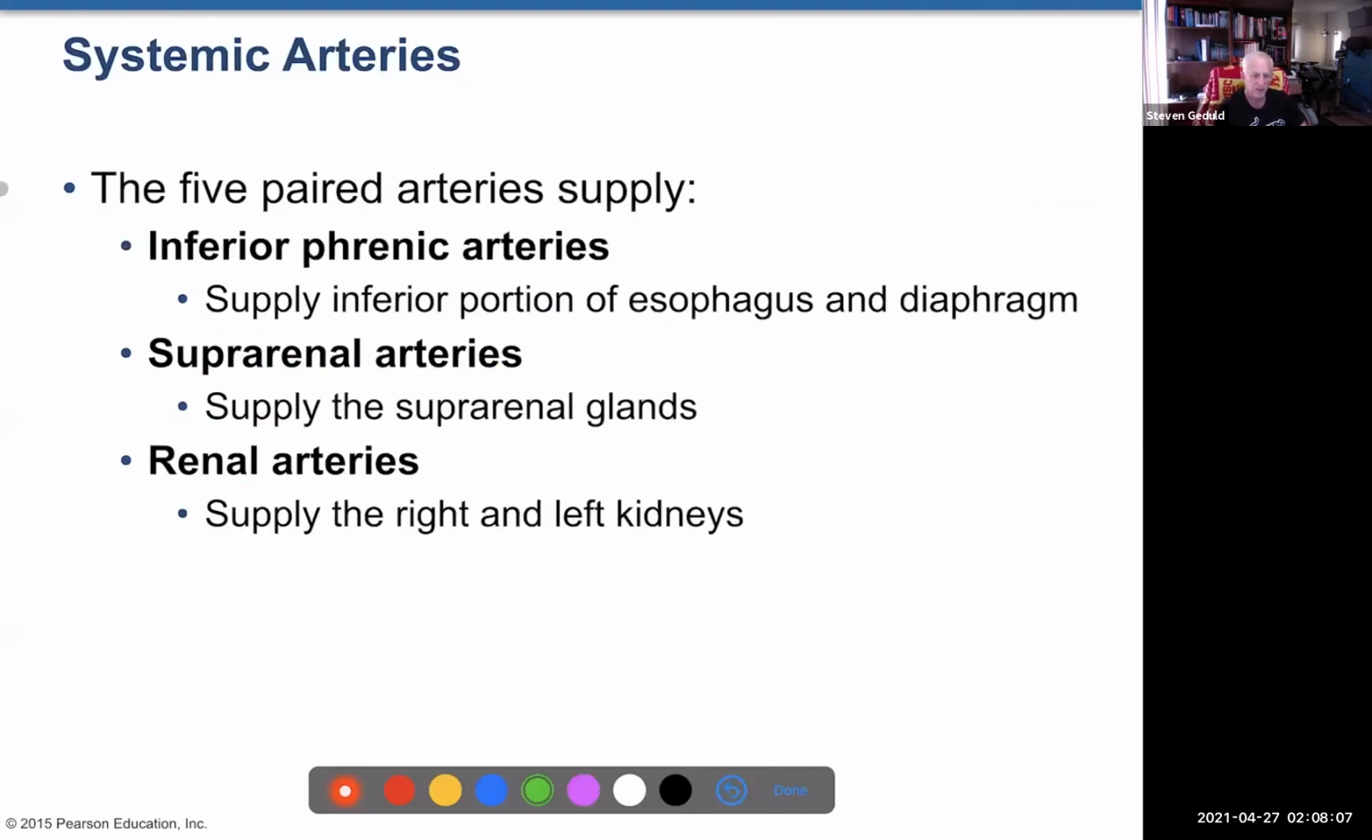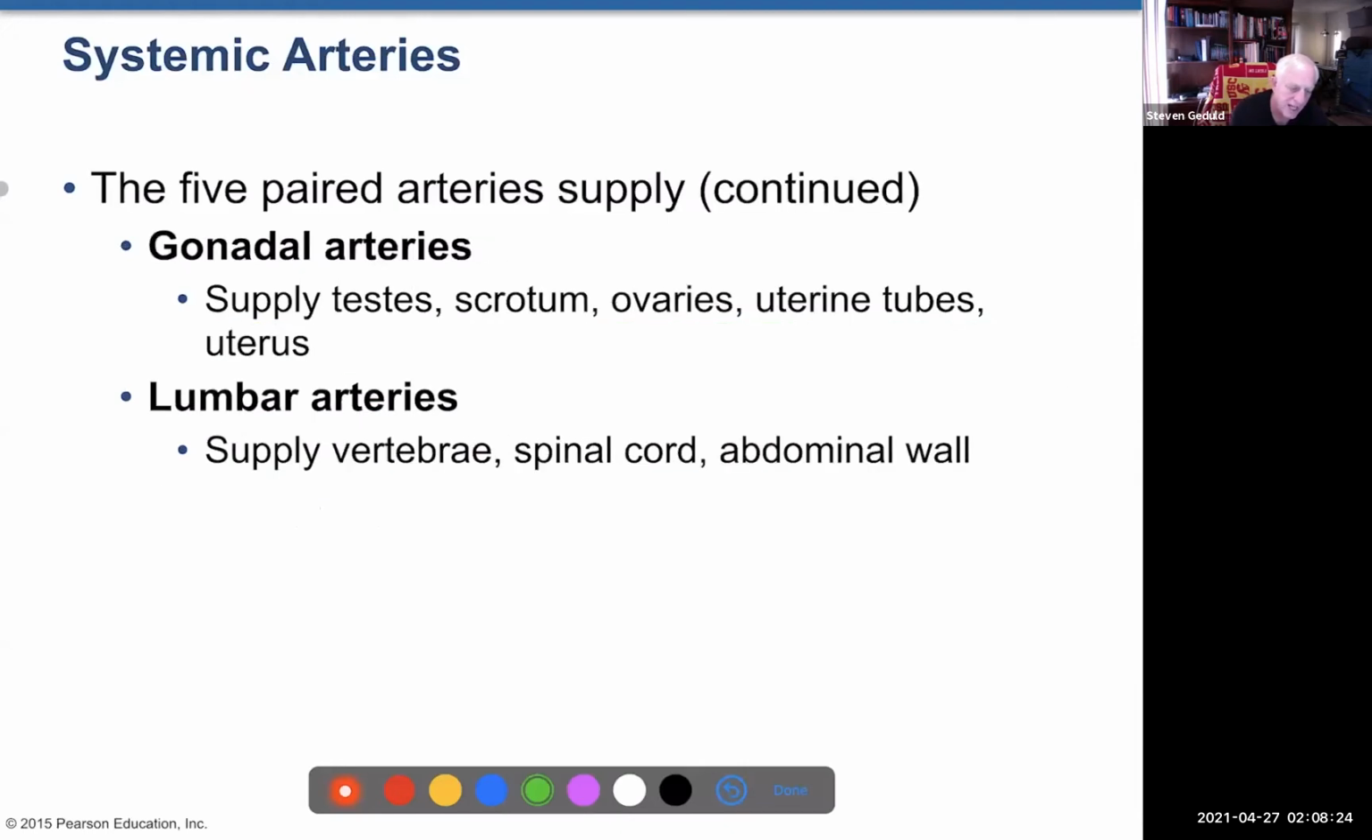Okay. The 5 paired arteries supply: the inferior phrenic arteries, which supply the inferior portion of your esophagus and your diaphragm. The suprarenal arteries supply the suprarenal glands. The renal arteries supply the kidneys, right and left. Gonadal arteries supply the testes, scrotum, ovaries, or the uterine tubes and the uterus, depending if it's male or female. And the lumbar arteries supply your vertebrae, spinal cord, and your abdominal wall. Those are your 5 paired arteries.